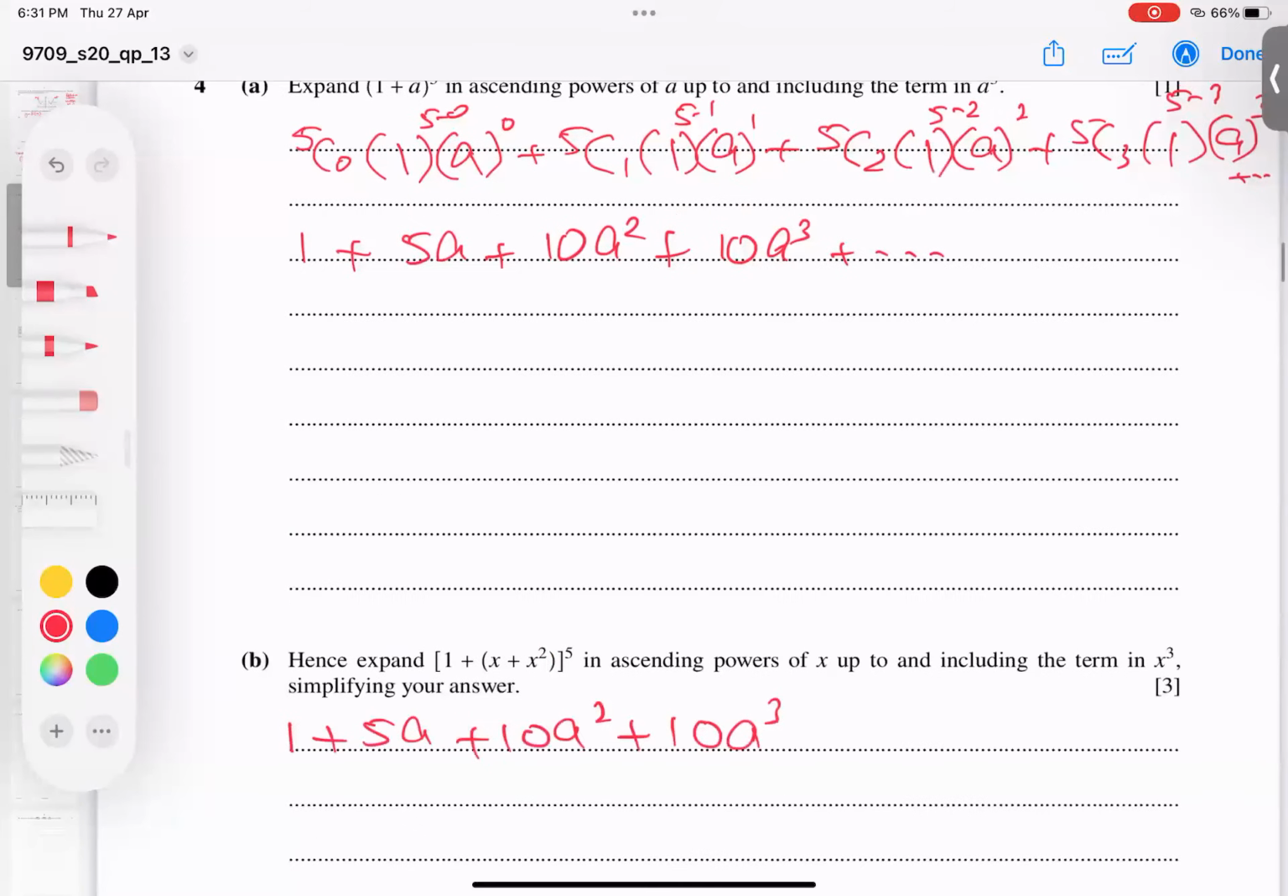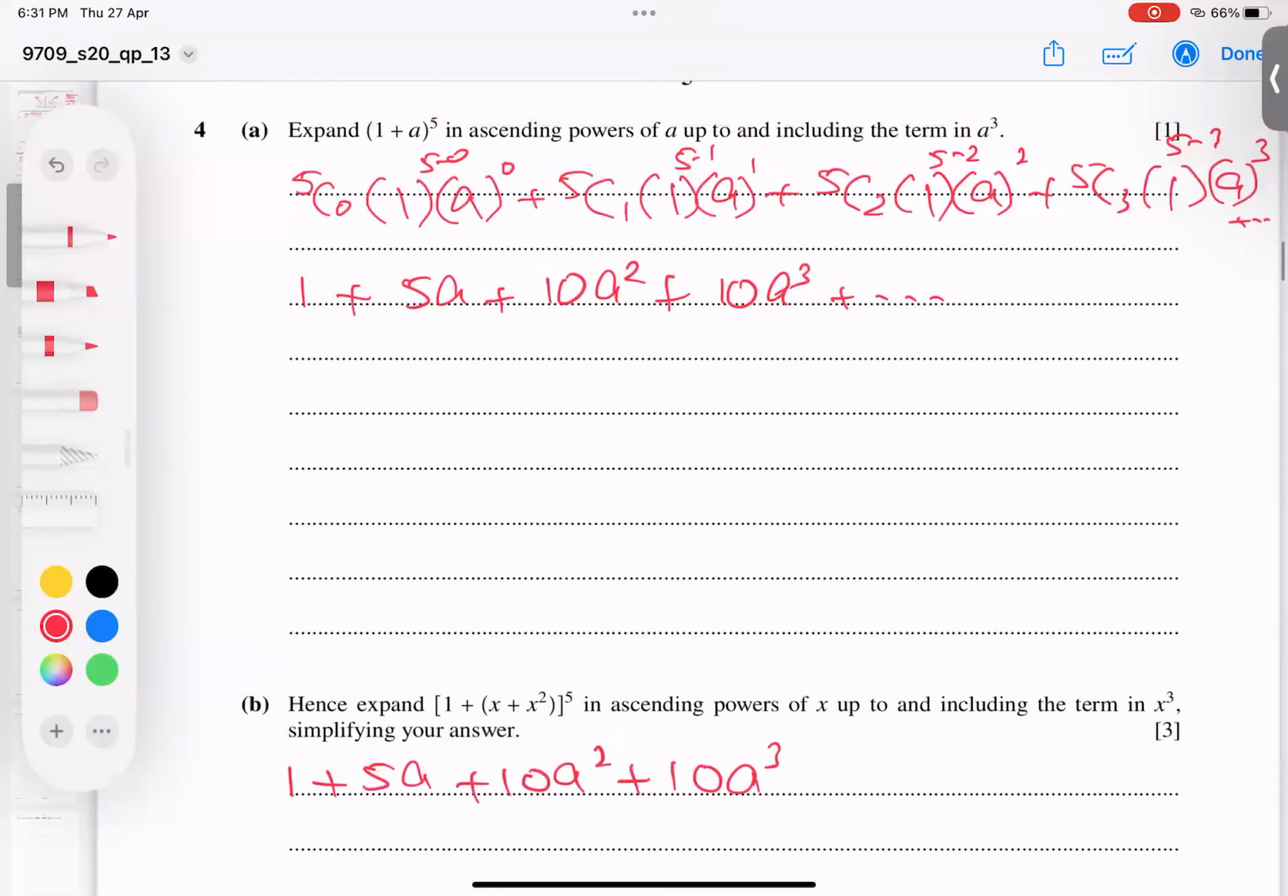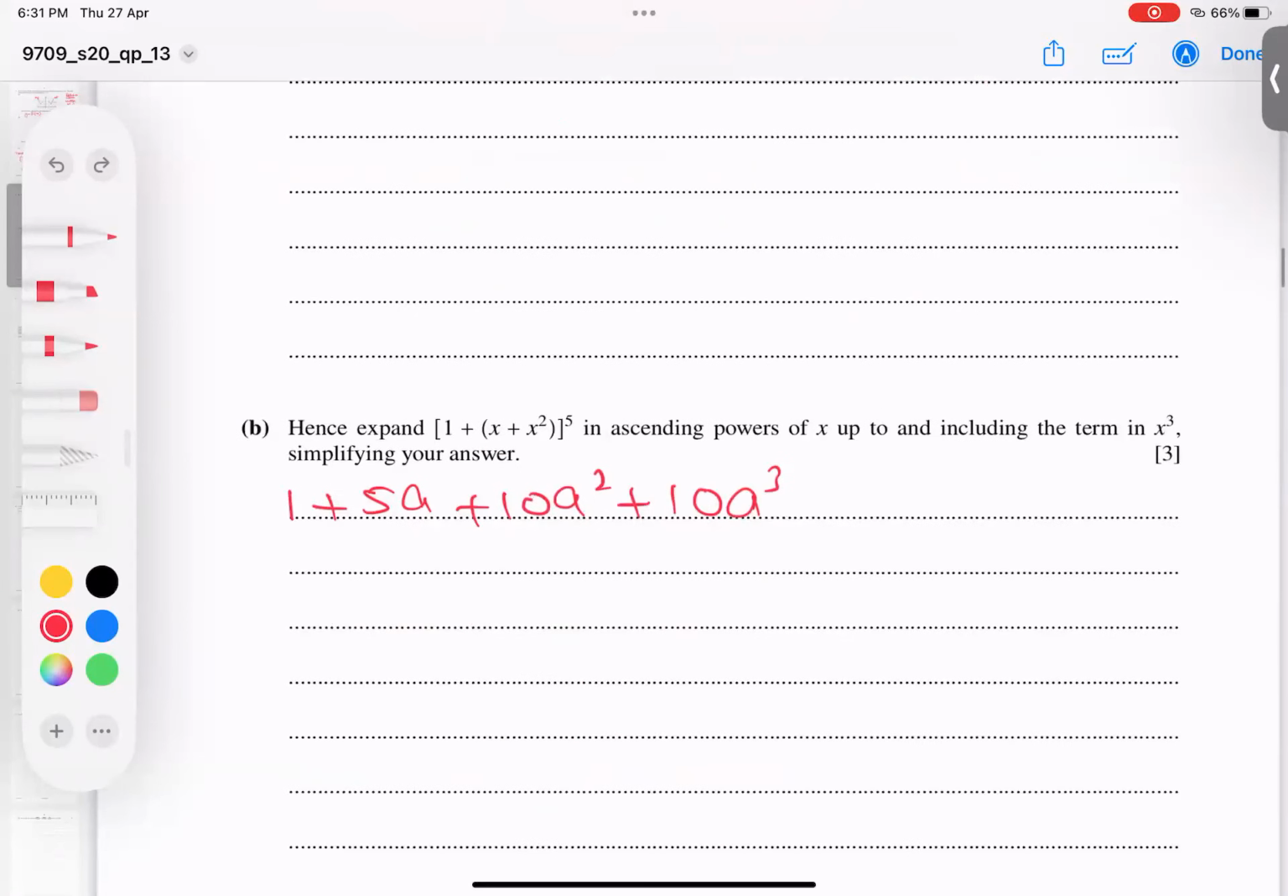Now, if I compare this and that expression, this one matches the same, 5 matches, plus sign matches, but this value is equal to A. So it means replace each A by x plus x to power 2. This one. So let's start.